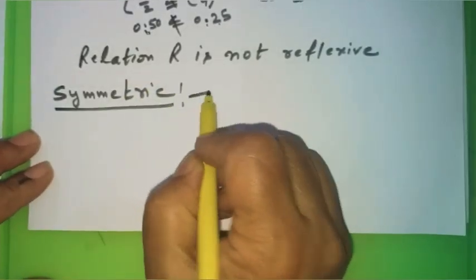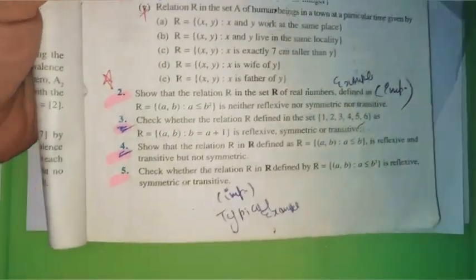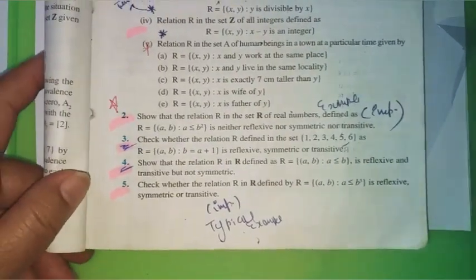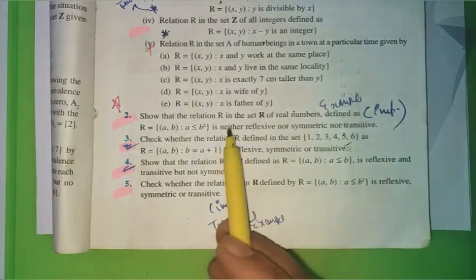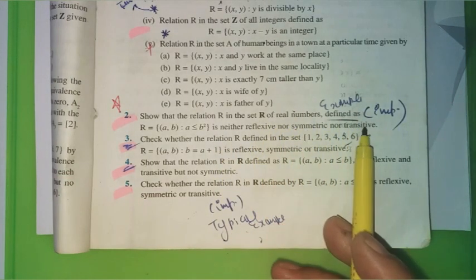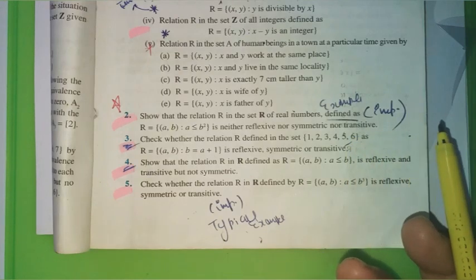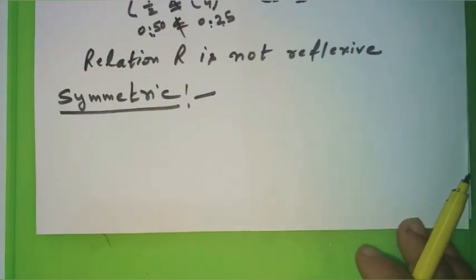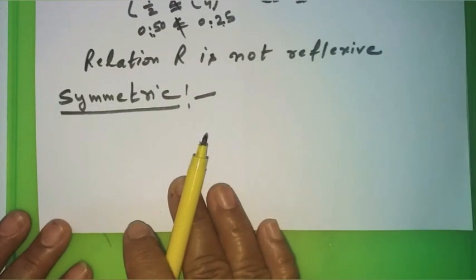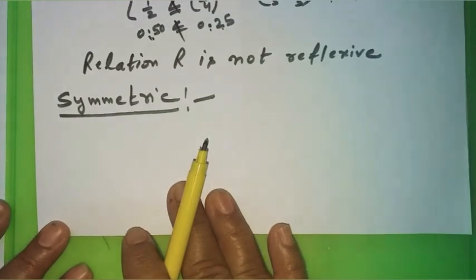come on symmetry. Now you can again see the book. What the book says is, show that the relation R is neither reflexive nor symmetric nor transitive. So you don't have to check even, they have already given you that it is not reflexive, not symmetric and not transitive. So I know that this particular relation is not symmetric. I only have to find an example to support, and this is how it is proved.